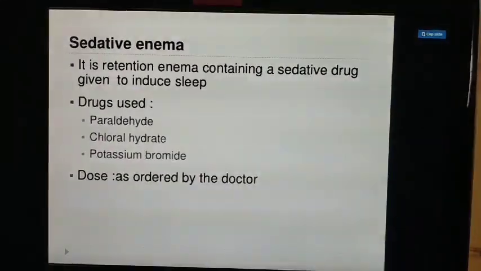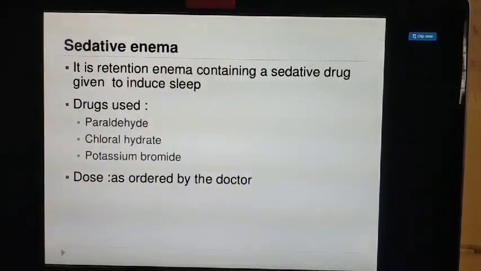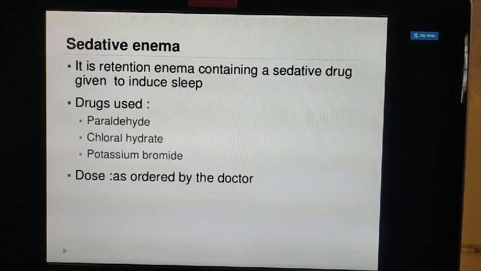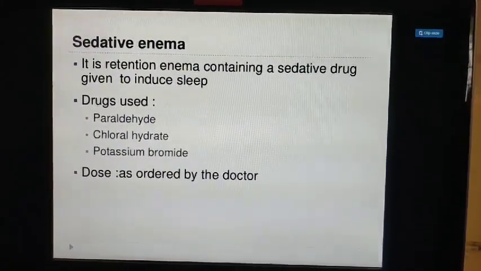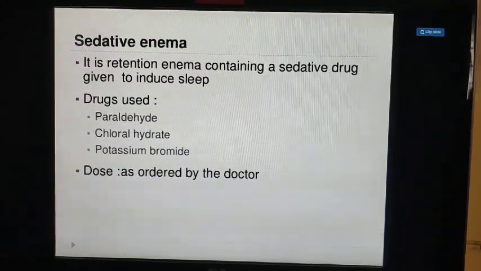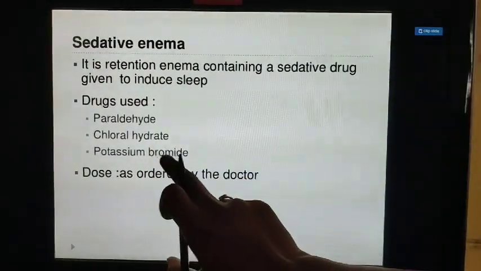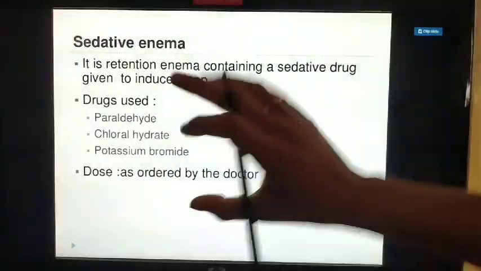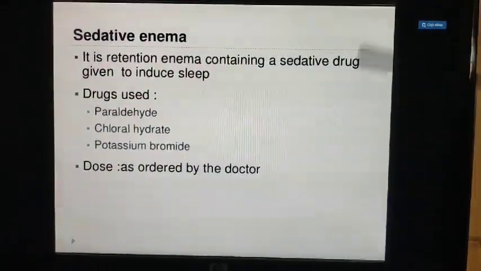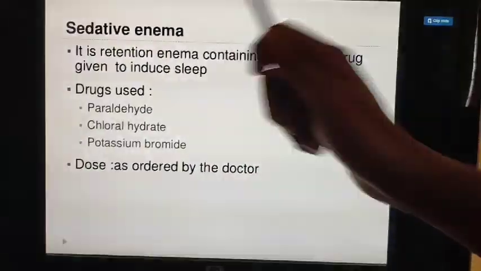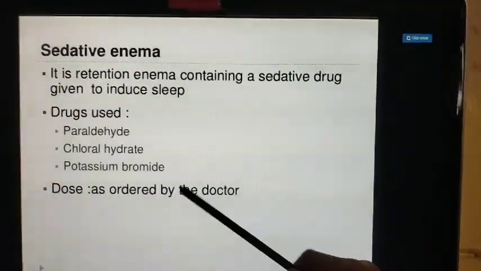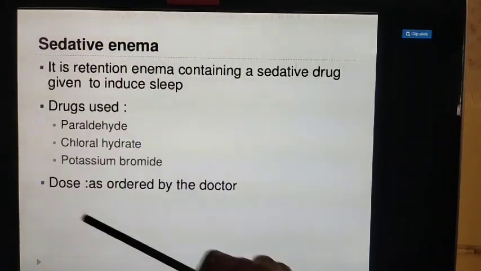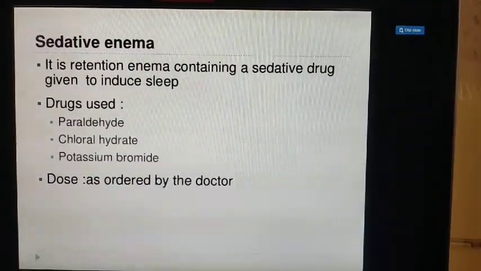What are the drugs we use here? Paraldehyde, chloral hydrate, and potassium bromide. These drugs induce sleep. We take the drug and mix it with water, then give the sedative enema. But one more thing, we can't give it without instruction. It has to be prescribed by the doctor. The dose depends upon the case and the patient.